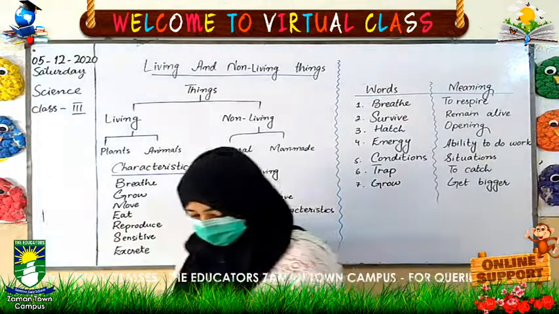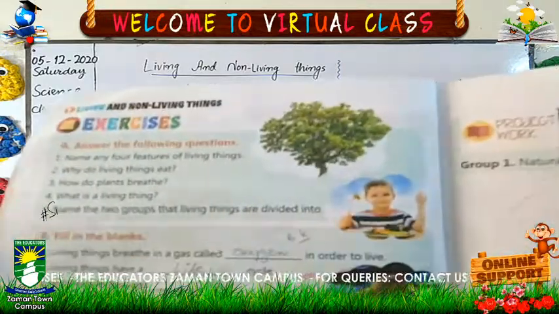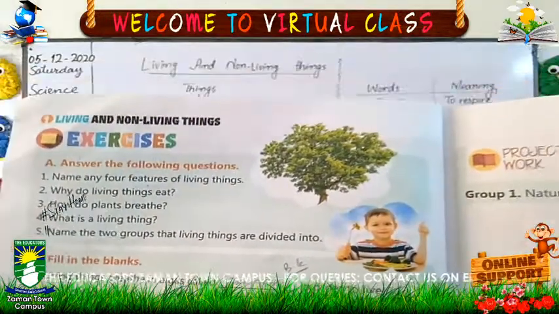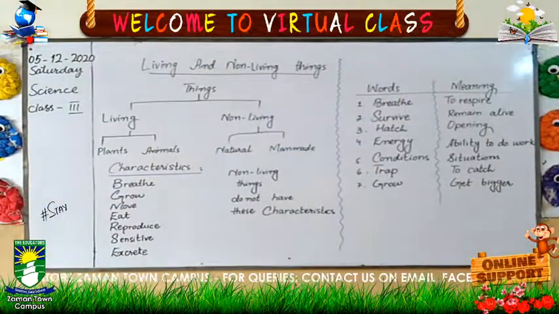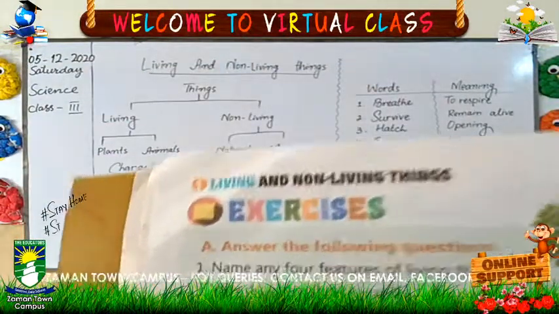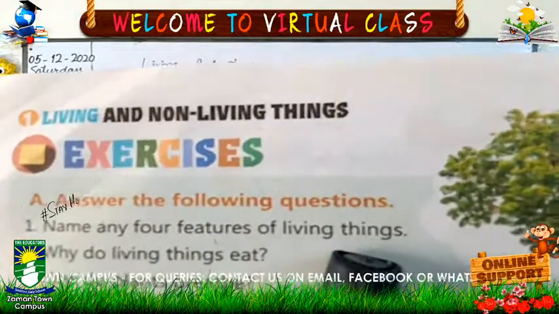Okay. Now come to page number 8. On page number 8, here we have exercise A. Answer the following questions. Question number 1 is, name any 4 features of living things.